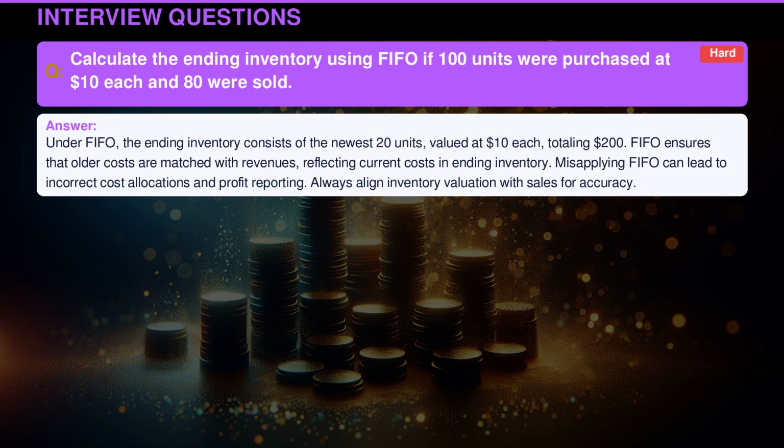Under FIFO, the ending inventory consists of the newest 20 units, valued at $10 each, totaling $200. FIFO ensures that older costs are matched with revenues, reflecting current costs in ending inventory. Misapplying FIFO can lead to incorrect cost allocations and profit reporting. Always align inventory valuation with sales for accuracy.